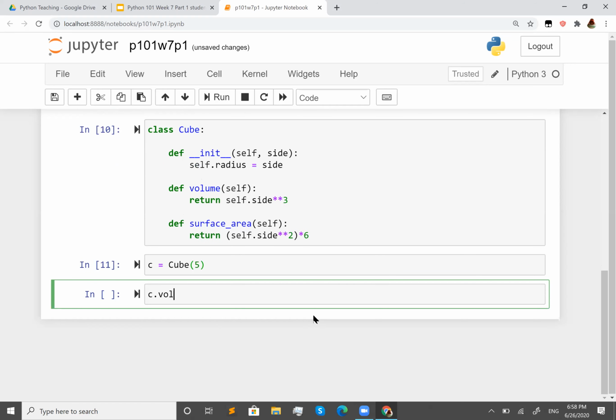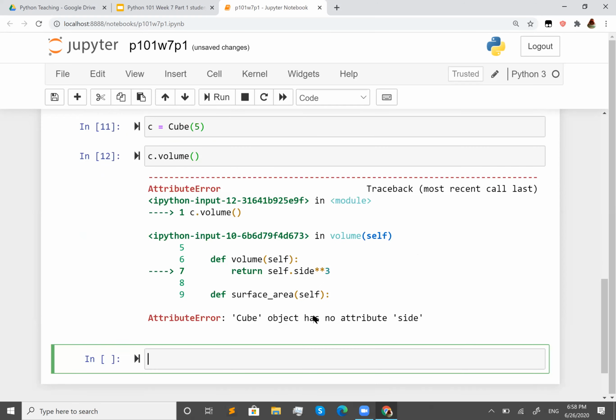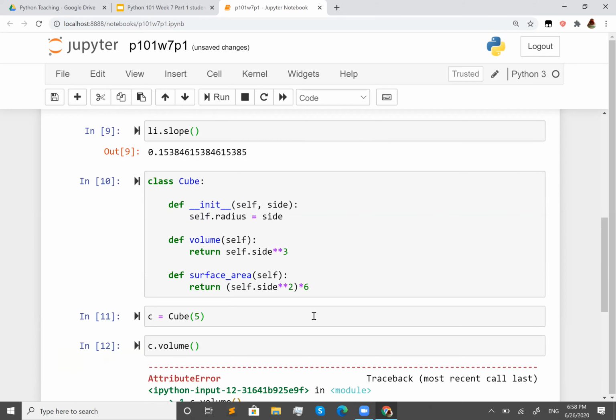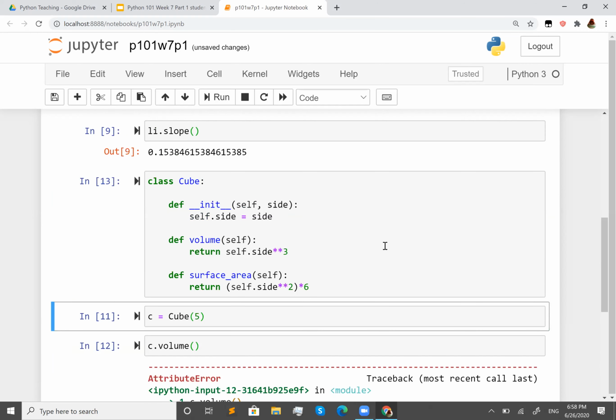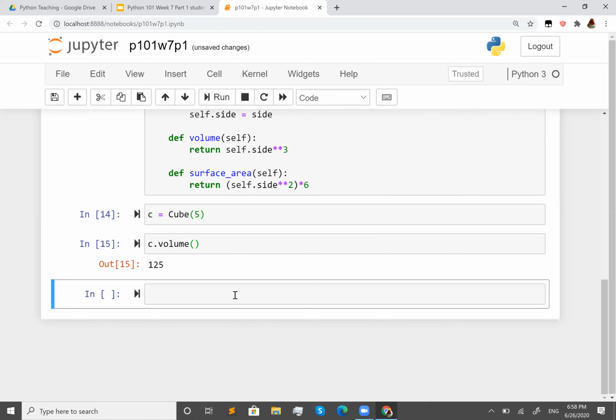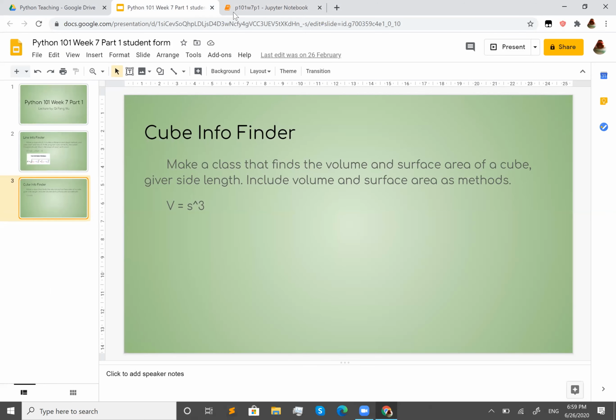c dot volume. Cube has, wait, hold on. There's no side. Oh my god. There we go. So the volume is just that. And now you just do c dot surface area. Don't forget this. And it's 150. So that's the end for that.